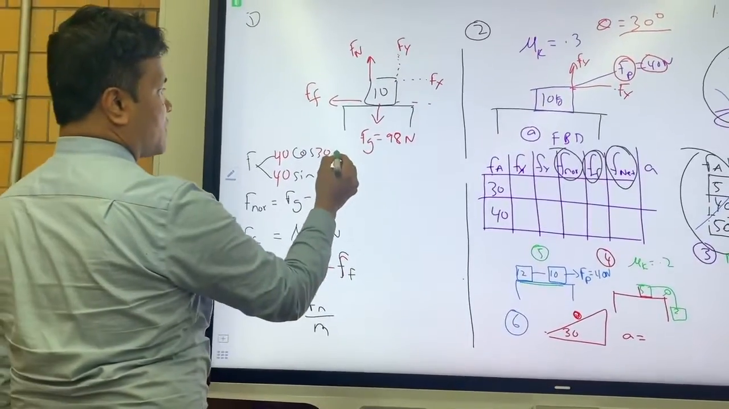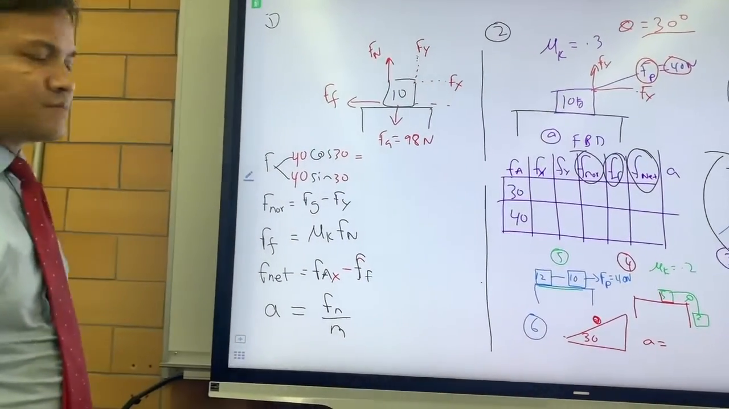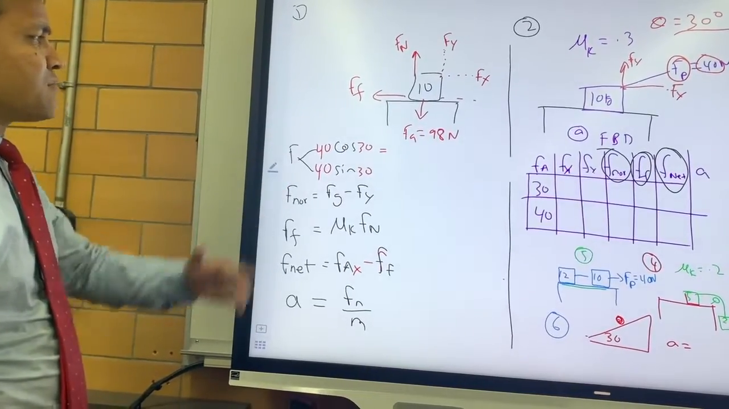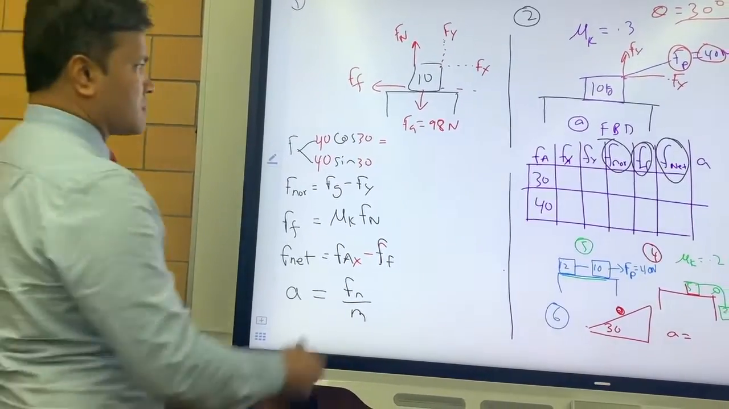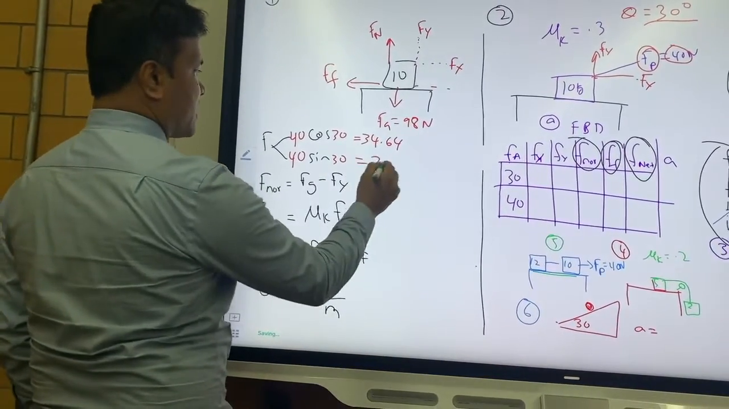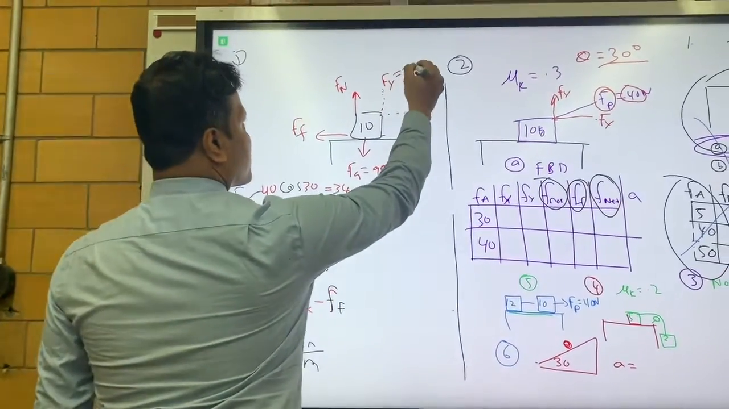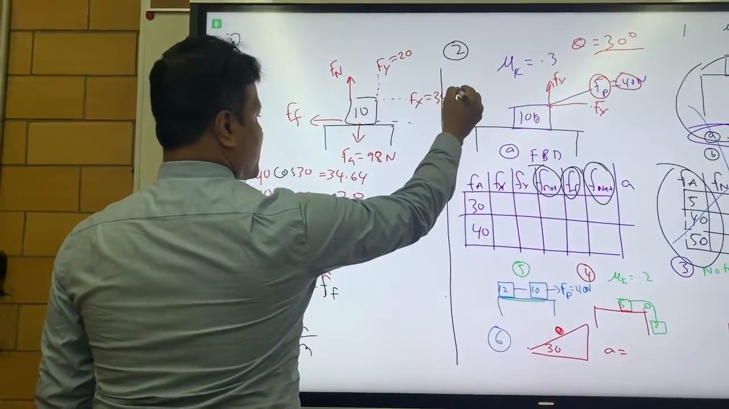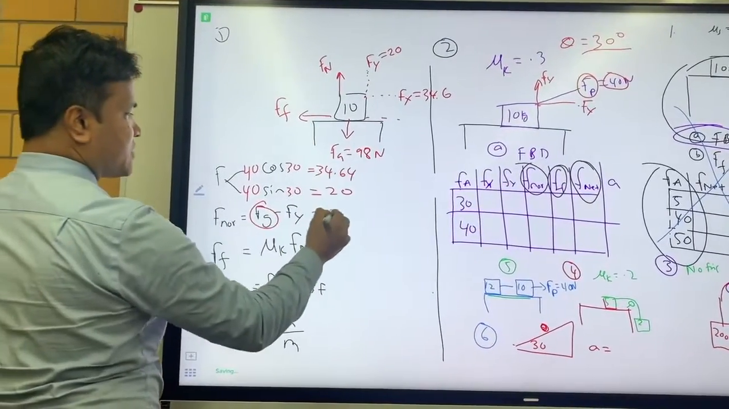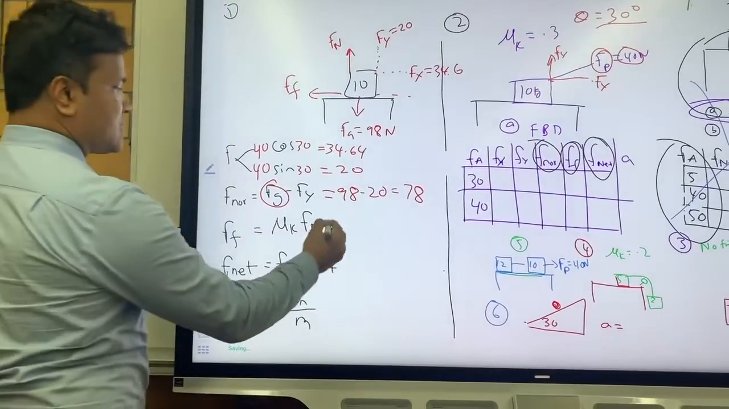Okay, so now what is cosine 30? Cosine 30 times 40 is 34.64. And this is 20. Okay? So now this is 20, this is 34.6. Okay. This is 98 minus 20, so this is 78. This is mu k.